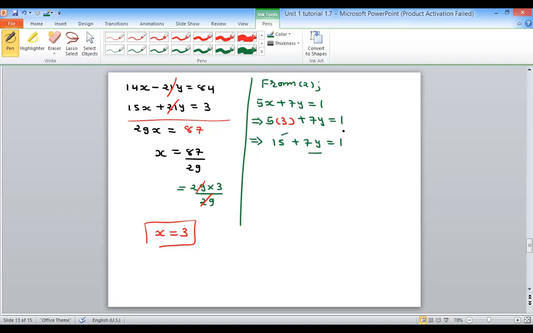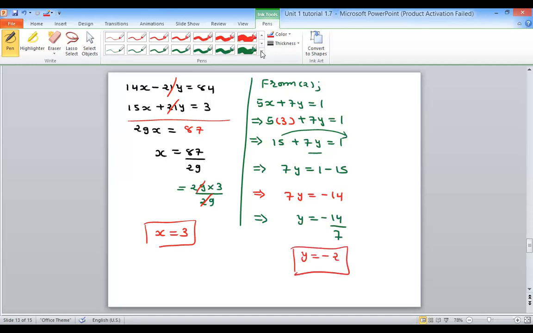This 15 moving here, its sign will be changed. So the 7y as it is, 1 minus 15. 1 minus 15 gives you minus 14. 7y is equal to minus 14. So your y is minus 14 by 7. Hence y is minus 2. So you got x and y.